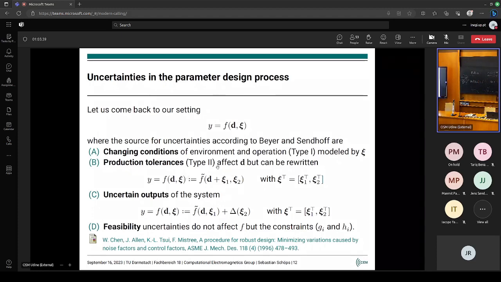These uncertainties can pop up in different situations, right? We have a categorization, also mentioned in the Senthoff paper, but it comes originally from this one, where they distinguish different types of uncertainty. So we have the ones that are more due to changing conditions. That's what they call type 1. They can be directly modeled by those Xi's. Then they have production tolerances, which they call type 2 effects.